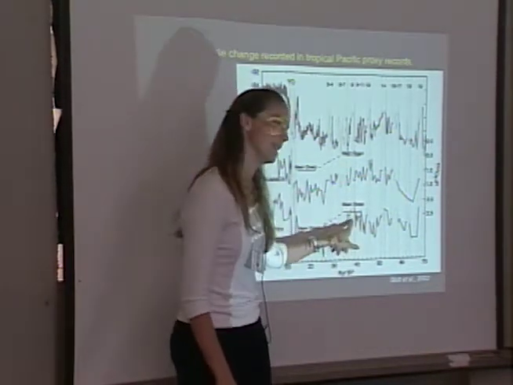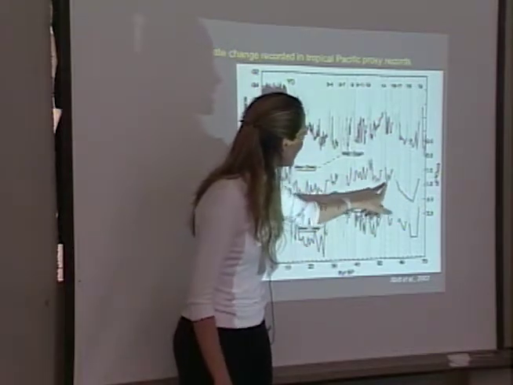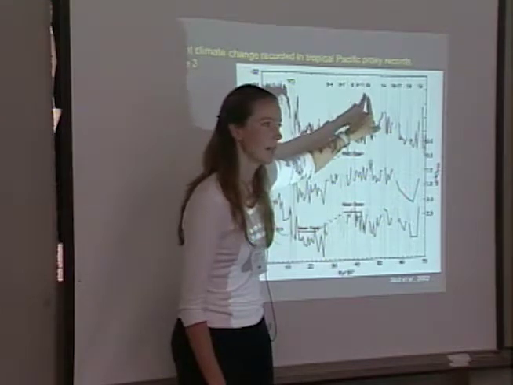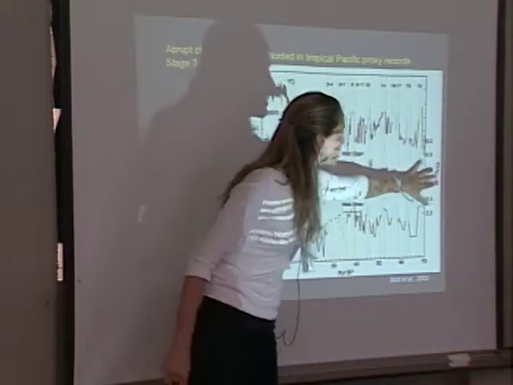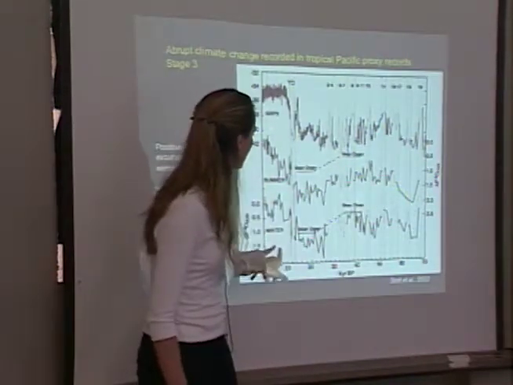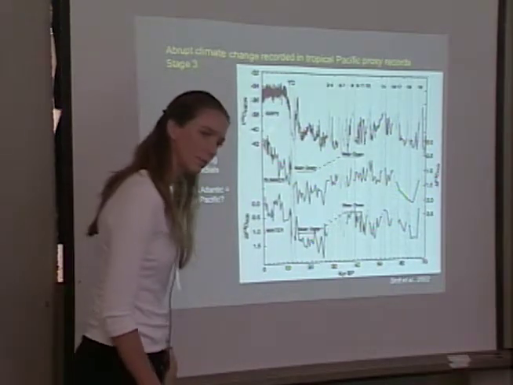This is also a noisy, lower resolution record than you'd like, but you can see that every peak up in the Greenland record, every warm abrupt climate change event, is mirrored by a decrease in this parameter here. Basically, these are inverted axes. So this would mean fresher conditions.